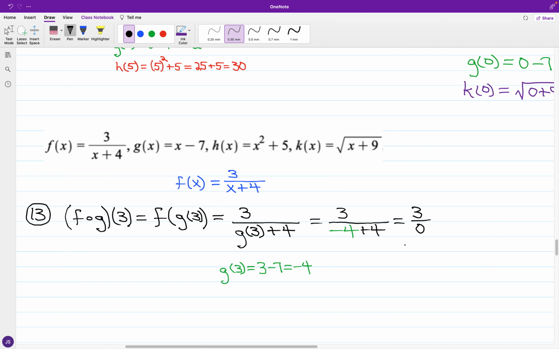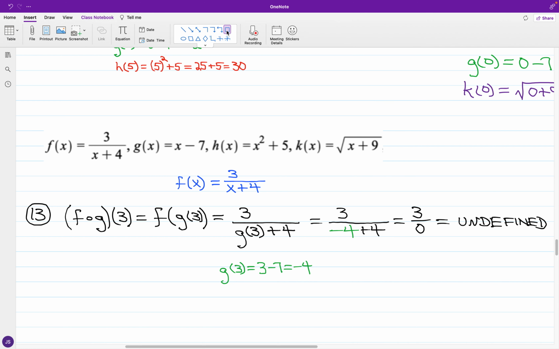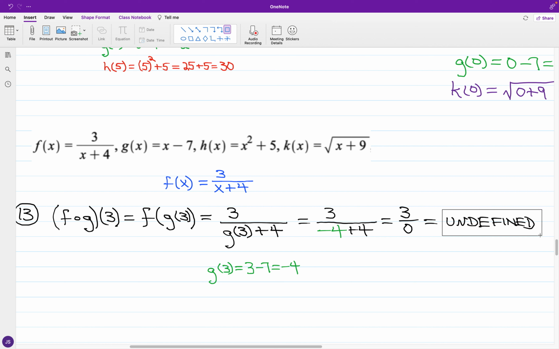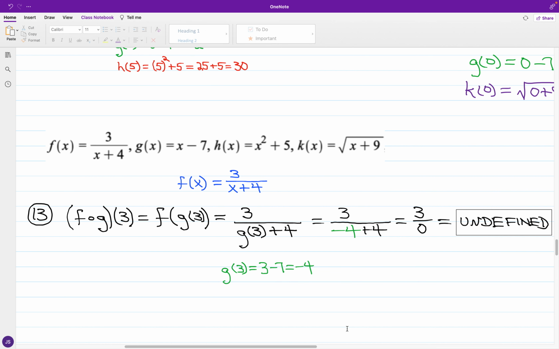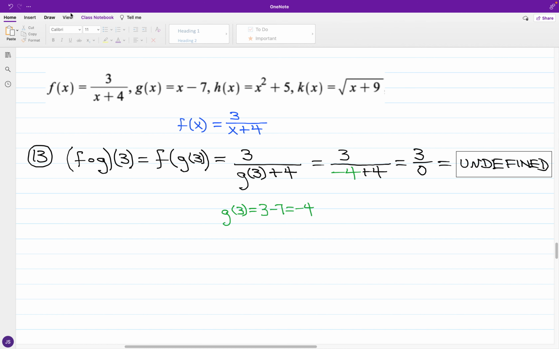And guess what? Since we have 0 on the bottom, within the real number system, fractions can be defined only if the denominator is not 0. Since we have a 0 denominator, it turns out that we have no solution, and in this particular composition we end up with an undefined expression. So f composed with g whenever x is 3 ends up becoming undefined.